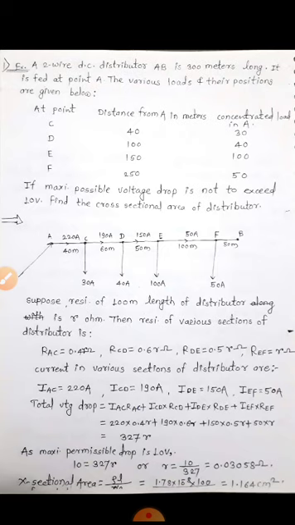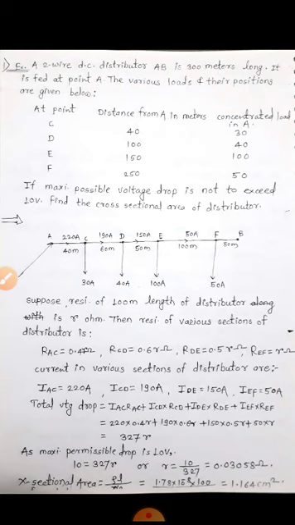Now connected loads are in ampere. The load connected at point C is 30 ampere. Load connected at point D is 40 ampere. At point E 100 ampere, and at point F 50 ampere load is connected. Now if the maximum possible voltage drop is not to exceed 10 volt, we have to find the cross sectional area of the distributor. This is the example we have to solve. Already we have seen how to do the calculations for the distributor fed at one end.